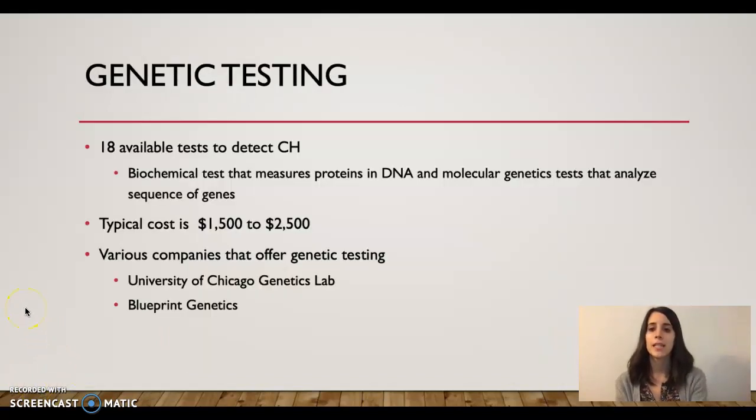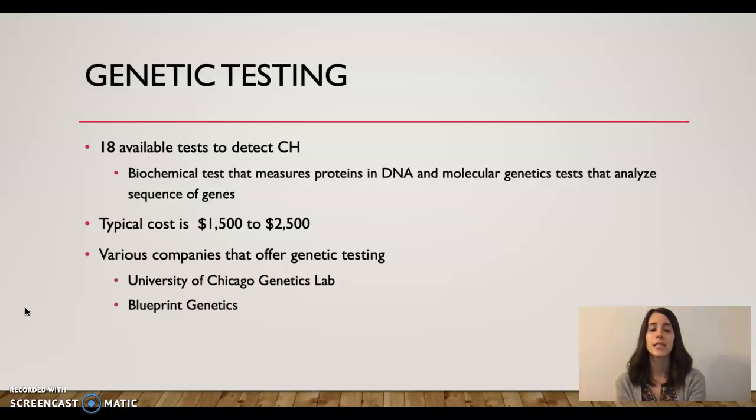So genetic testing for CH, there are 18 available tests that detect CH. There was one biochemical test that measures proteins in DNA, but all of the rest of them are molecular genetics tests that analyze sequence of genes to detect CH. And the typical cost of these are about $1,500 to $2,500, so they're pretty expensive.